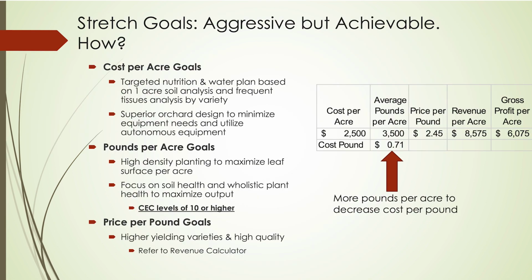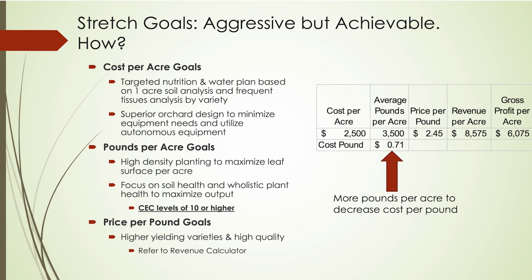Okay, so here we are at our stretch goals. We understand they are aggressive, but they are potentially achievable. We've laid out our nutrition plan and some success we've had with hedging and things like alternate bearing. So here they are. Cost per acre of $2,500, an average pounds per acre of 3,500 pounds, price per pound of $2.45, and a cost per pound, which is where our main focus is, at 71 cents a pound.